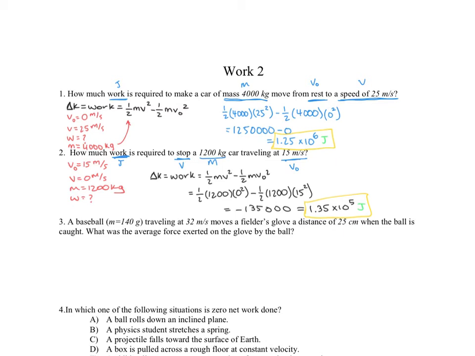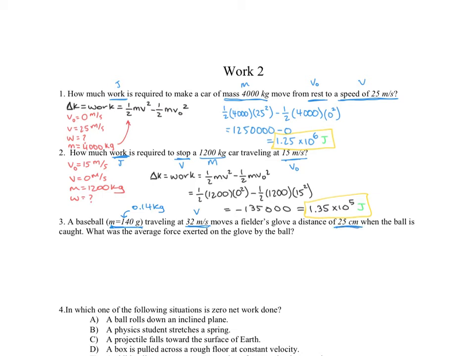So our important information here is mass, a baseball of mass 140 grams. Now that's important, but that's in the wrong units. In physics, we're going to use kilograms. So this will become 0.14 kg. So that's our mass, 0.14 kilograms, and it is traveling at 32 meters per second, which is velocity, and moves a fielder's glove a distance of 25 centimeters.